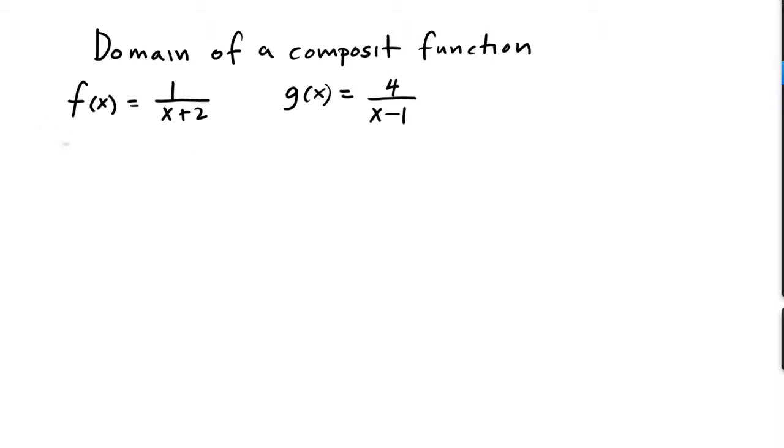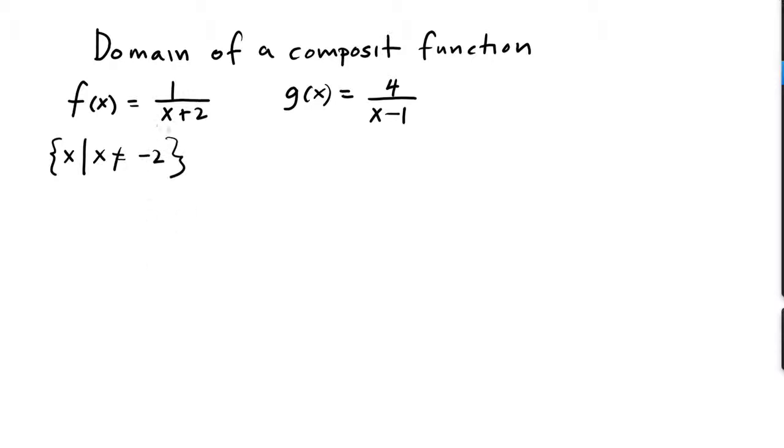Alright, and let's take a look at why. So, first of all, let's write down the domain for f. f is going to be the set of all x where we have to exclude the point where the denominator is 0. Alright, so that means x is not negative 2.